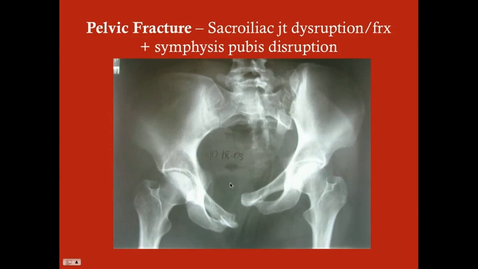Okay, now here we have a more complicated problem. We have a sacroiliac joint disruption right here. It's separated. And then we also have a fracture of the sacroiliac joint right here. These two bones here should be together. And then, of course, we also have a symphysis pubis disruption. And this also illustrates why it's important to have multiple views, because we can't really see what direction these bones are going in.